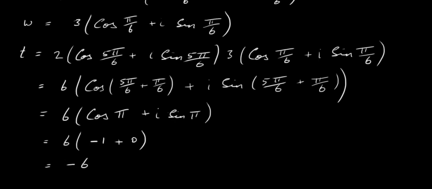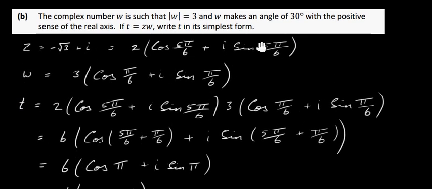You could also do this by multiplying out the two rectangular forms, but you would have to work out w then in rectangular form. But this is the easier way of doing it, I think.